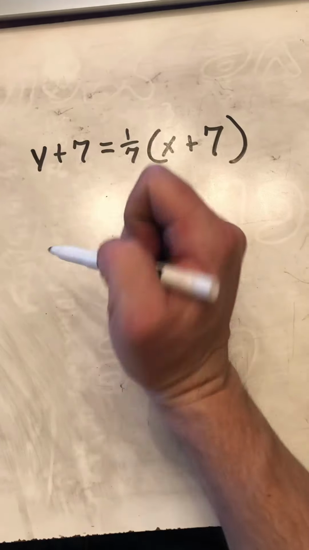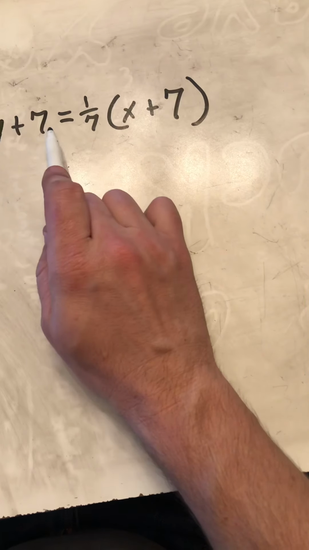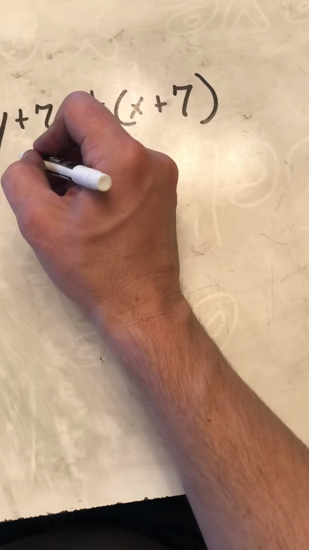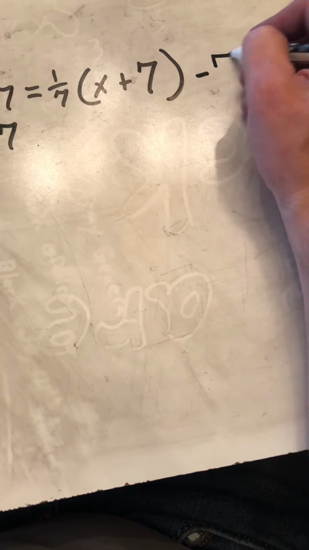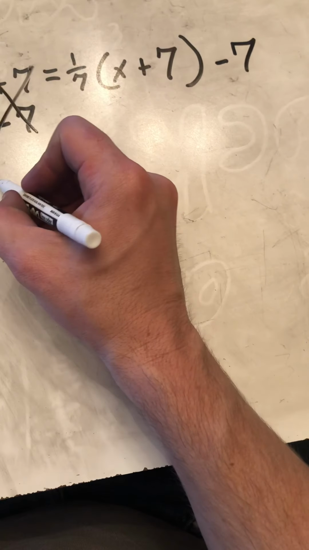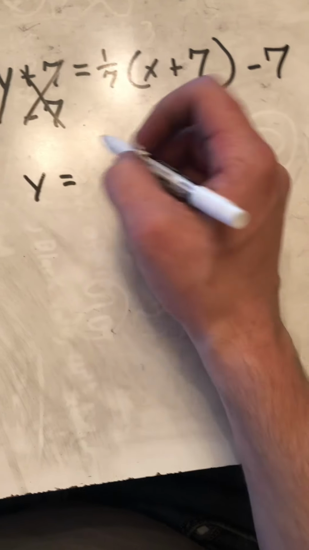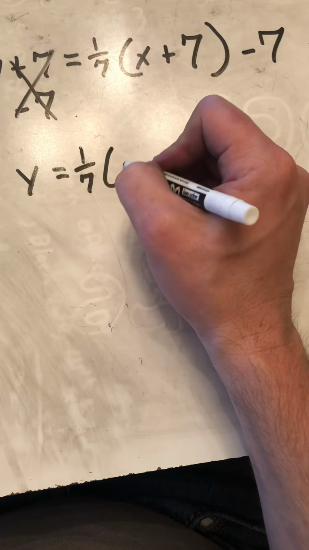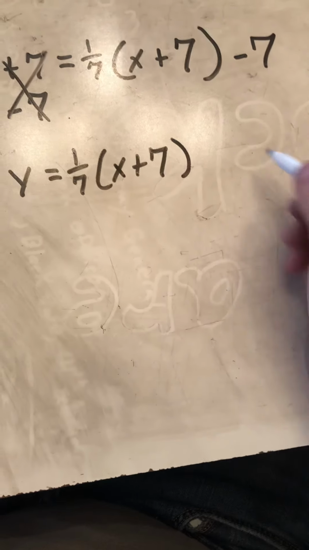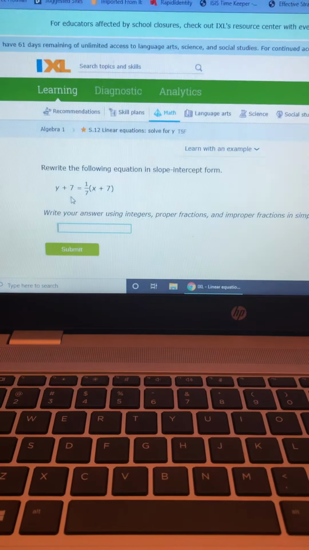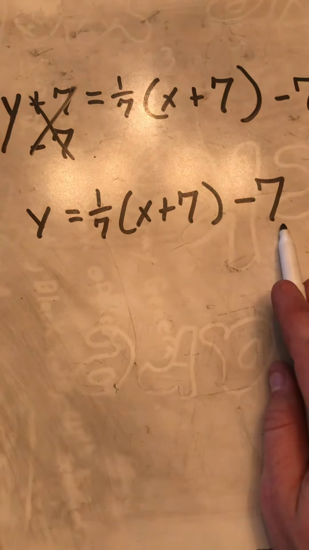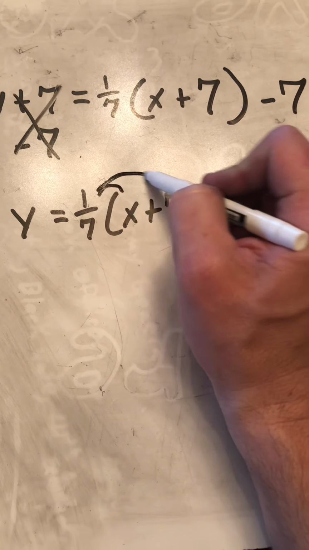What is with the y that I need to move? It's a plus 7. So I need to subtract 7 and subtract 7 over here. So now I'm going to have y equals 1/7 parentheses x plus 7 minus 7. It is not going to accept this in IXL because it says it has to be in slope-intercept form. This is not slope-intercept form yet. I need to distribute this 1/7.